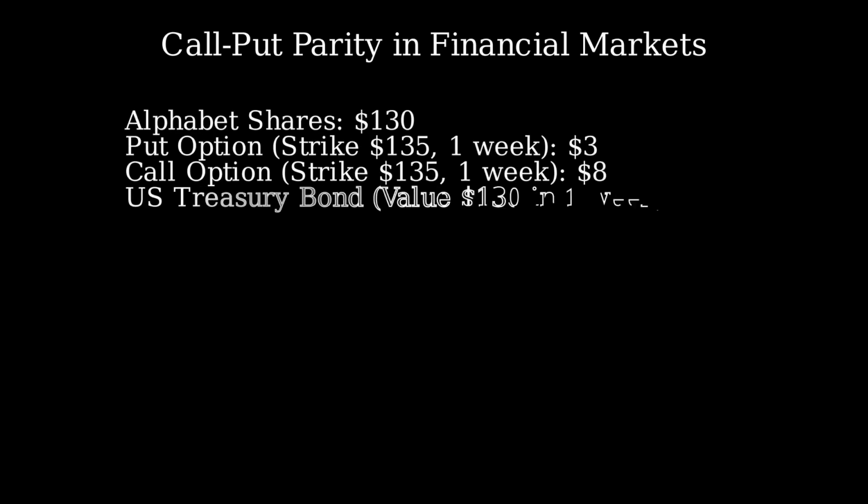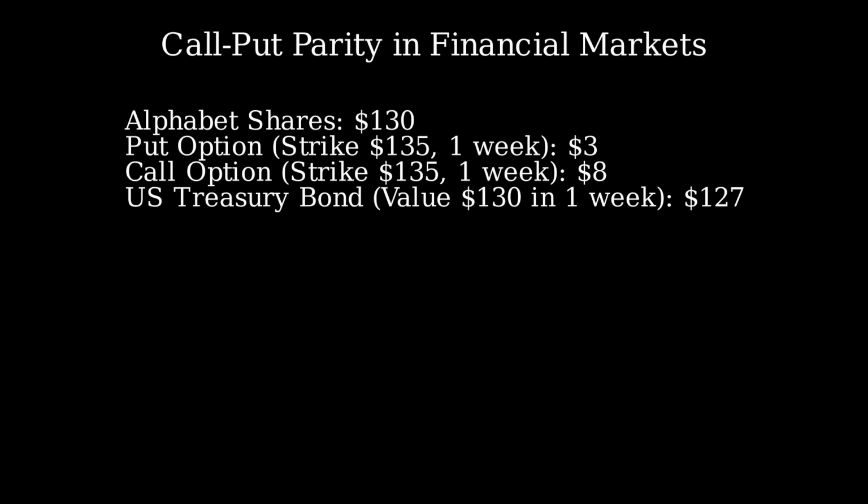But let's get back to our relationship. Let's take a concrete example to understand how this equation applies to the financial markets. You are a multi-asset trader observing the following prices. Alphabet shares are worth 130 US dollars. The put option with a maturity of 1 week and a strike price of 135 USD is trading at $3, and the call option with the same characteristics is trading at $8.